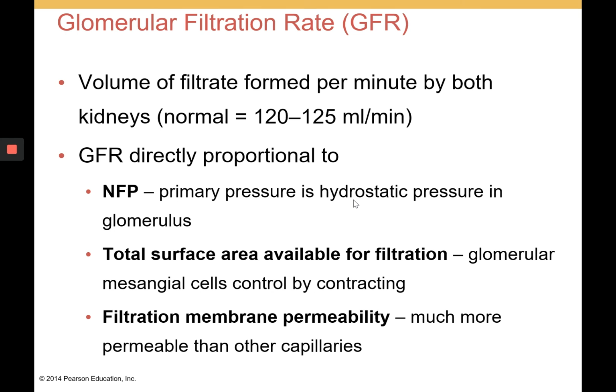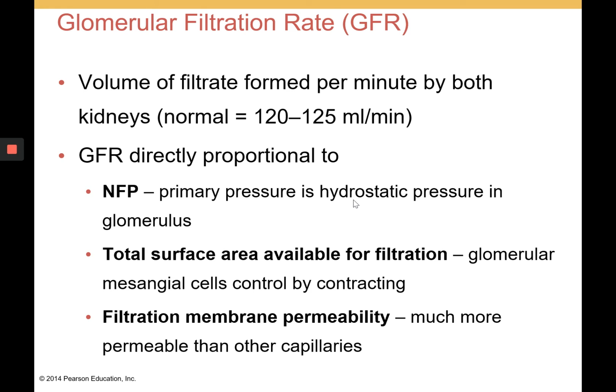Since we compare net filtration pressure to glomerular filtration rate, we want to acknowledge this term. Glomerular filtration rate is the volume of filtrate, the volume of fluid that is formed by filtering stuff through the filtration membrane, and how much is formed per minute. So it's the volume of filtrate formed per minute by both of the kidneys, not just one glomerulus, but all the glomeruli in both kidneys. It's about 120 to 125 milliliters per minute. It's quite a lot of fluid.